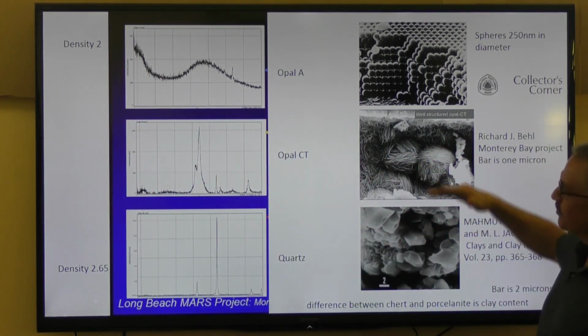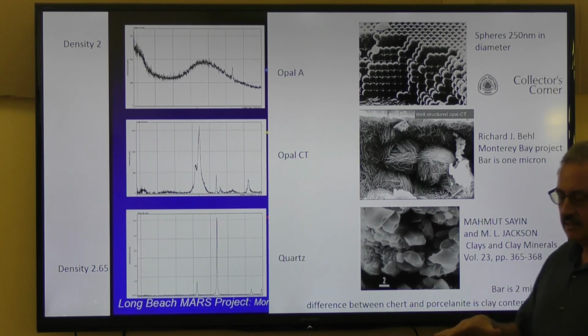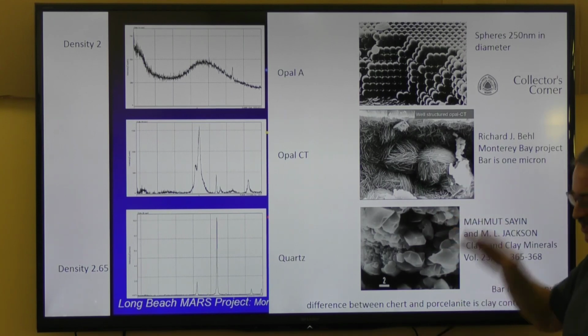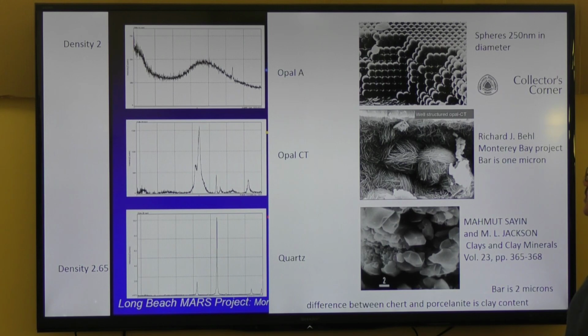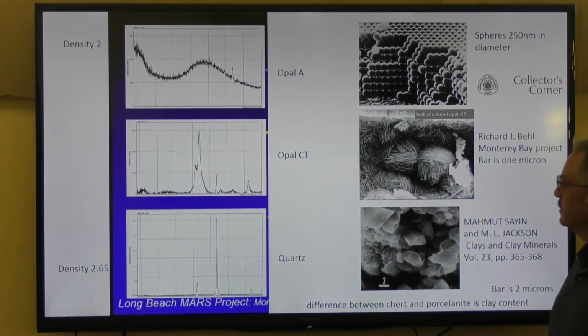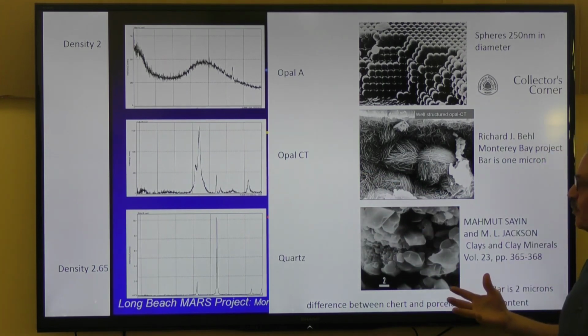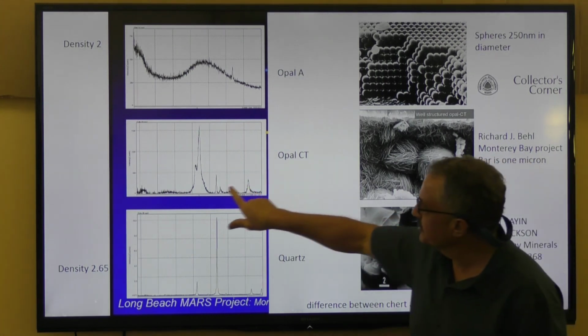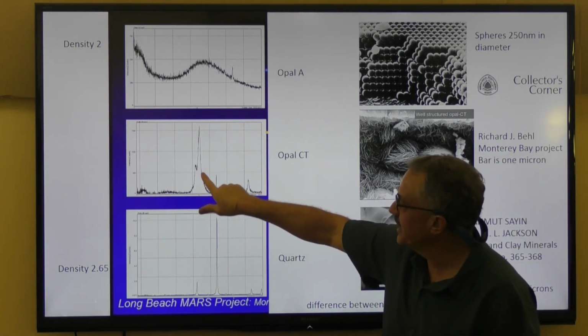So as you increase the pressure, it's been buried and it's subsiding. The pressure's going up, the temperature's going up. It will form opal CT. The C and the T stand for two different polymorphs of silicon dioxide. And so you start to see sharp peaks in the X-ray diffraction.